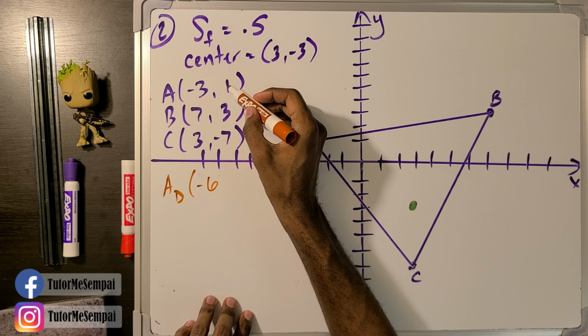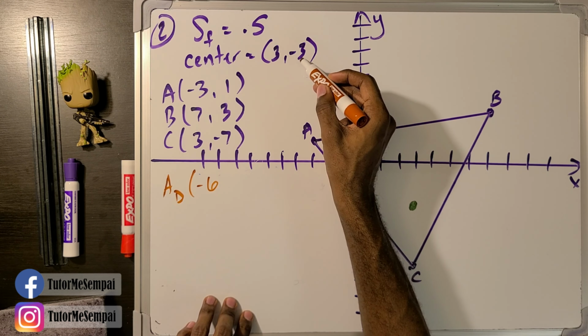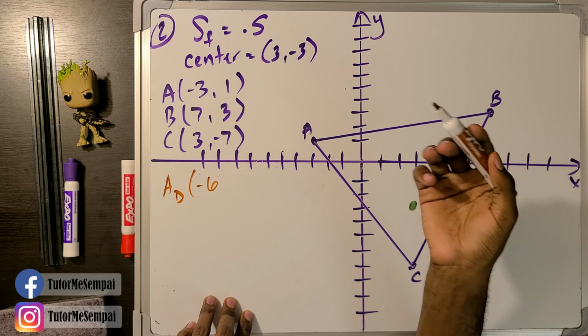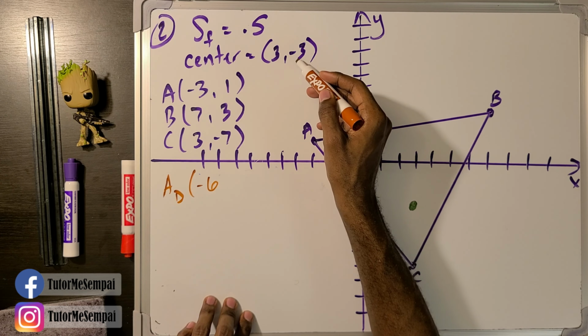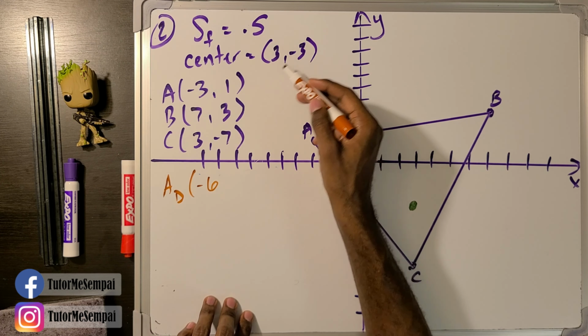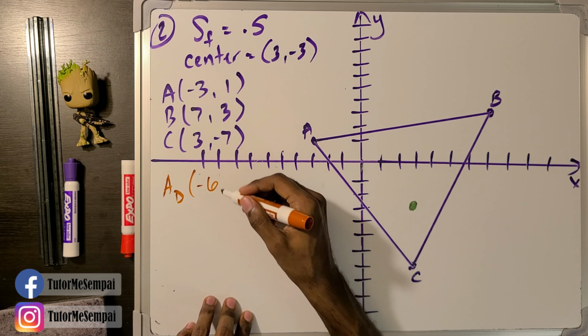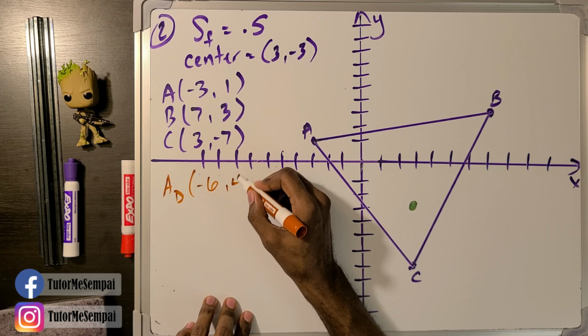And what's going to be this 1 minus a -3? Well, that minus a negative makes it a positive. So 1 minus a -3 gives us 1 plus 3, right? That double negative cancels out. So what's 1 plus 3? 4.